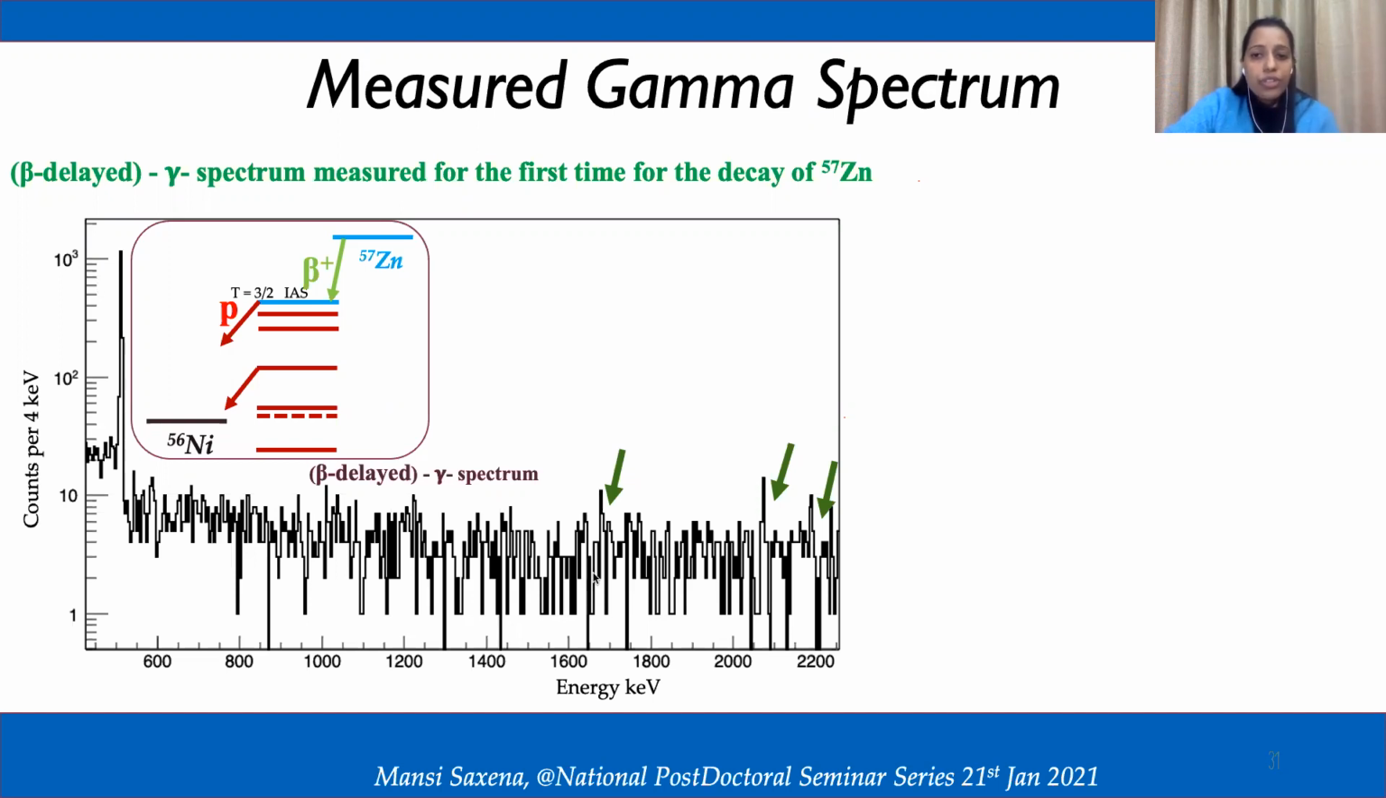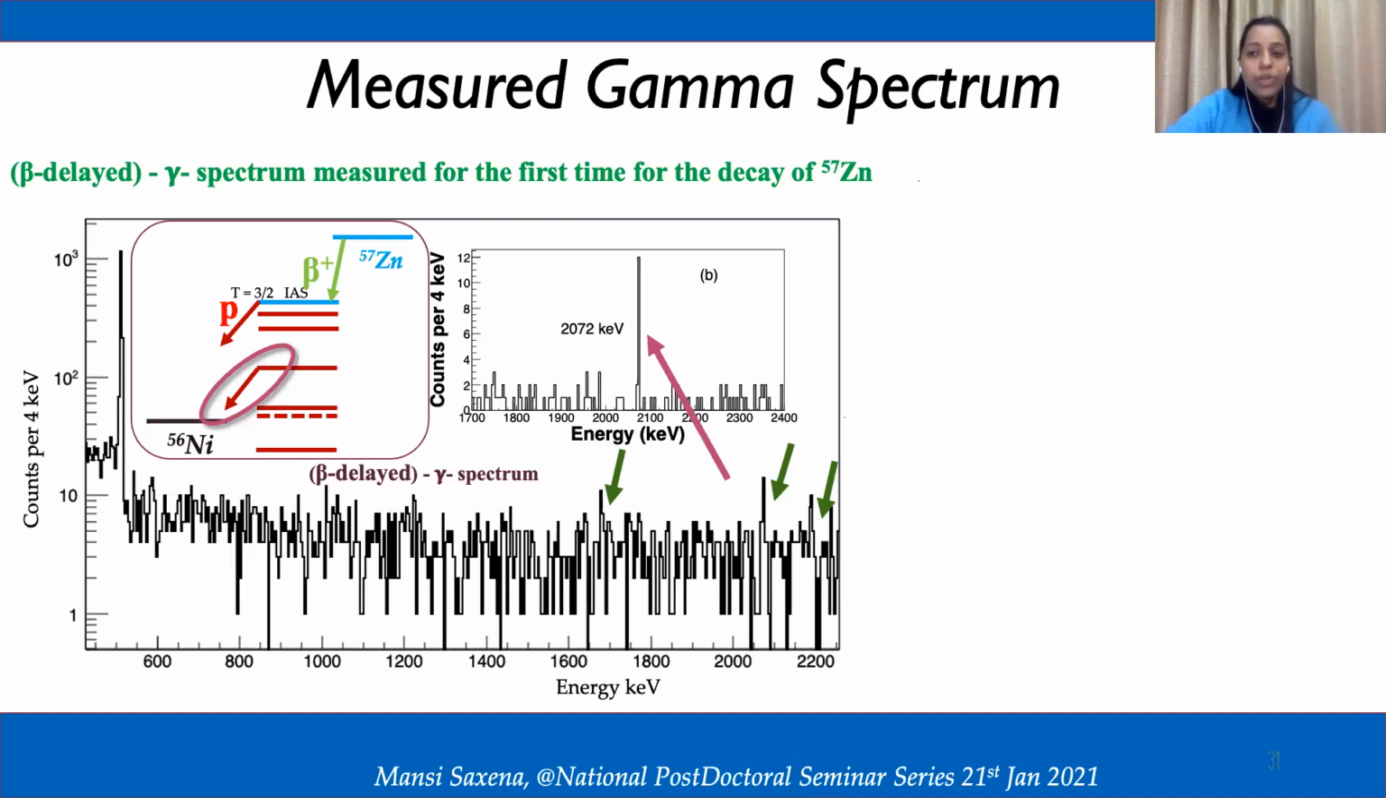Now, to look for the origin of these gamma ray transitions and to be able to place them inside our decay scheme, we went ahead and constructed proton gamma coincidences. What I show here is an example. If we gate on one of these proton peaks, this is the resulting gamma ray spectrum which we obtained. Clearly one of these gamma rays at 2 MeV immediately pops out.